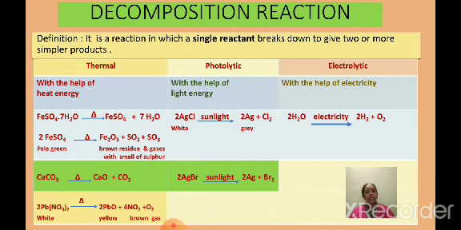Now, electrolytic decomposition reaction. When electricity is passed through water, it decomposes to hydrogen and oxygen. So, these are the various examples.